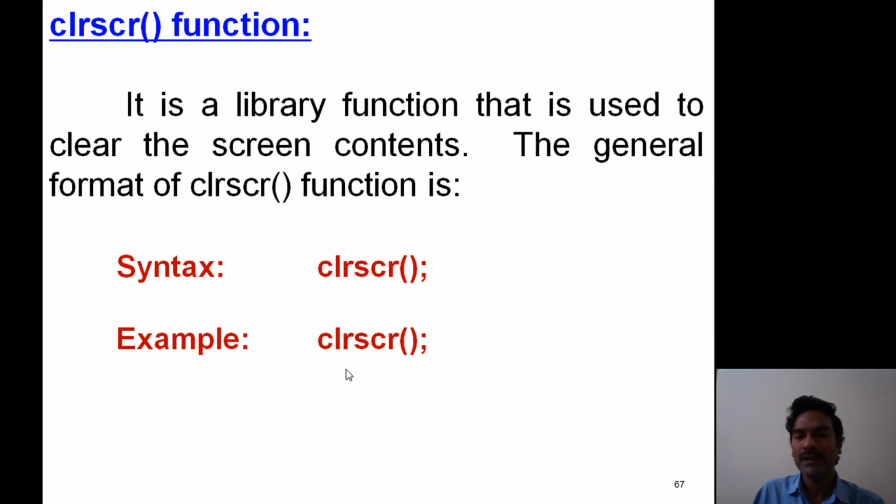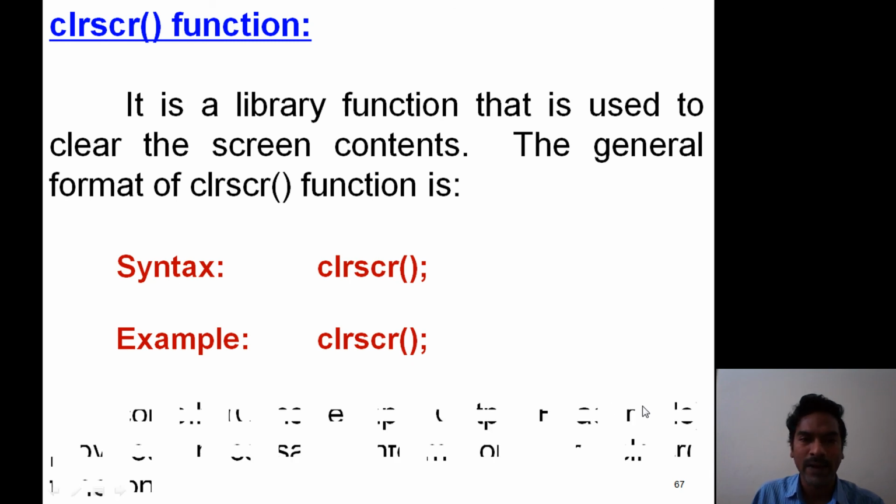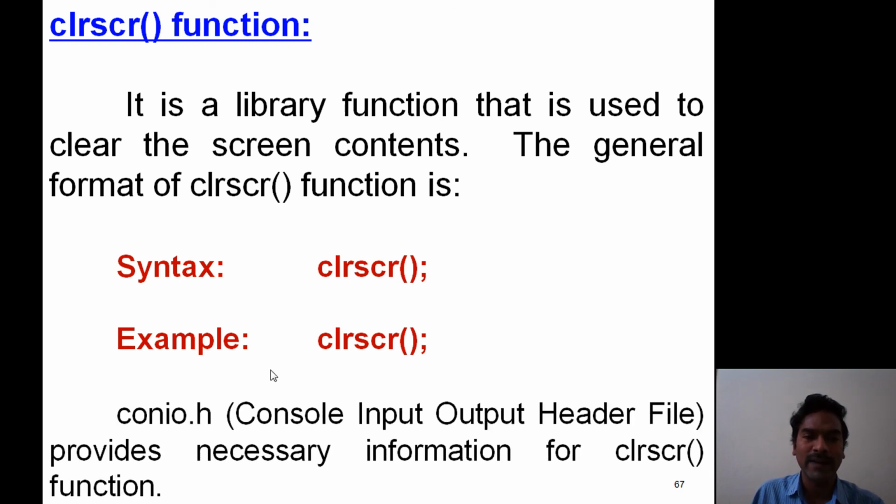Let's see an example: clrscr. clrscr is a library function, hence a supporting header file is required. Here the supporting header file is conio.h, the console input output header file. It supplies the necessary information for the clrscr library function.